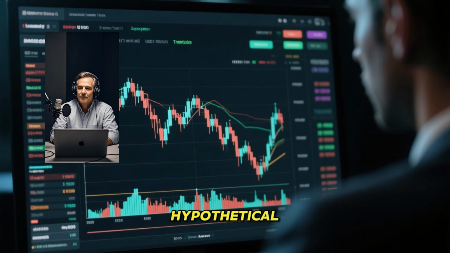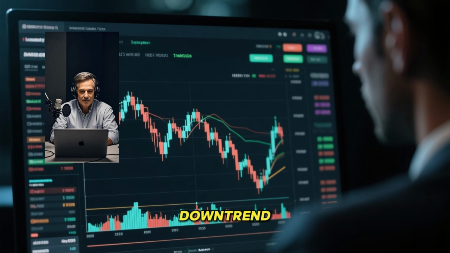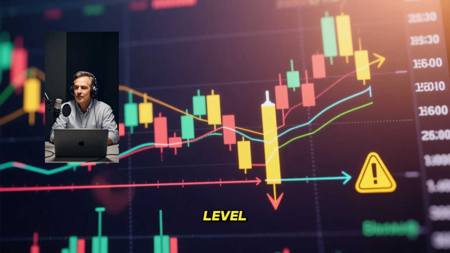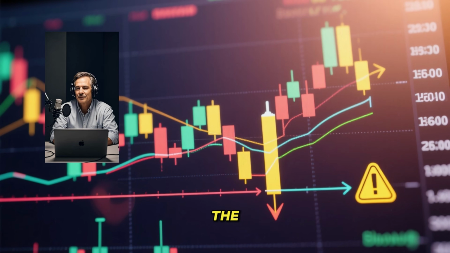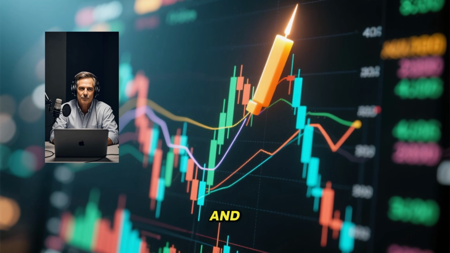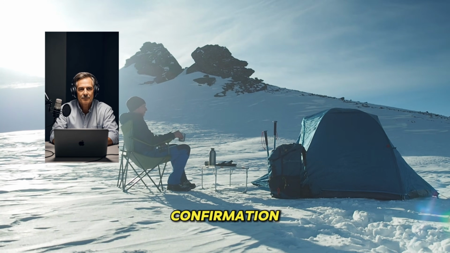Let's walk through a hypothetical trade. Imagine you're watching a stock that's been in a clear downtrend. You've drawn a major support level on your chart from a previous low. As the price approaches this level, you notice it forms a perfect bullish engulfing pattern right on the support line. This is your first alert. You then look at the volume and see a huge spike on the bullish engulfing candle. This is your second confirmation.